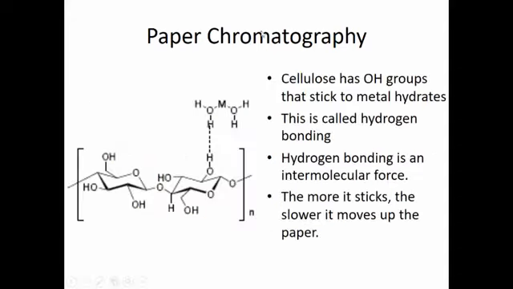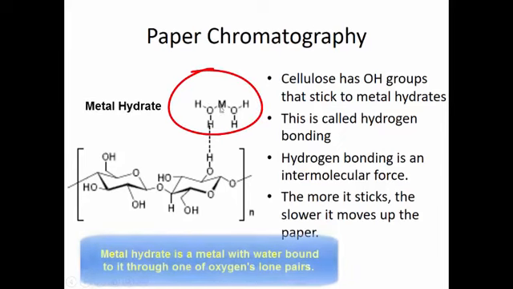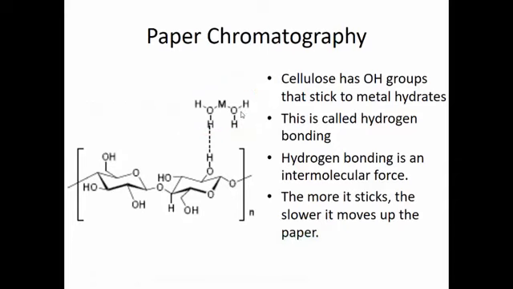Right. So with paper chromatography, one of the things to remember is that cellulose has these hydroxyl groups on it, and those hydroxyl groups interact with metal hydrates, which is what we're going to be talking about later. That's just a metal with a water attached to it as a ligand. That's a hydrate. And so these metal hydrates, when they pass over the cellulose, they tend to stick or adhere to cellulose a little bit better because of what's called hydrogen bonding. And that's this interaction that you see here between the two hydrogens.